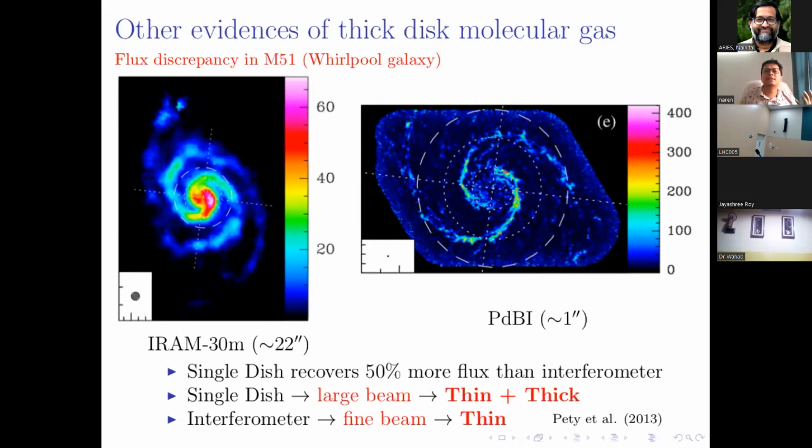Why can this happen? It can only happen if you have a sufficient amount of diffuse, low density gas. That gas will not be seen in the interferometric observation, but it will be picked up in the single dish observation. So if we combine all these ideas, the picture that emerges of the molecular disk is this: you have a thin disk, and along with that you have a thick disk. The thick disk means low density gas, which goes much beyond the mid plane and is much puffed up.